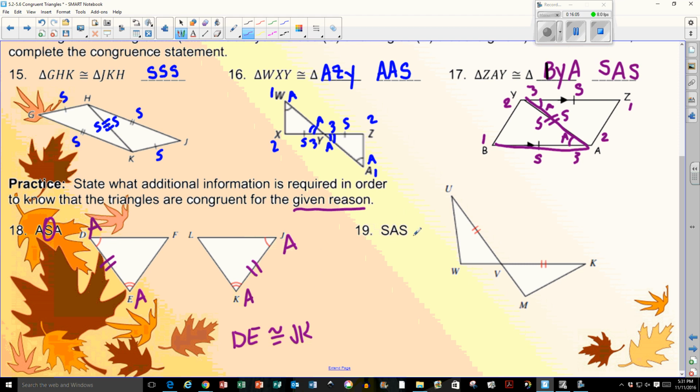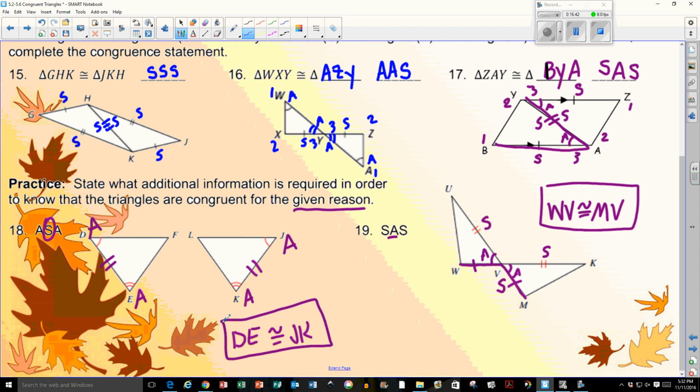Now they want me to use side, angle, side. Well, I know this angle is congruent to this angle because it's vertical. So this side goes with this side. This angle goes with this angle. Since the angle is in the middle, then I need this side and this side to be equal to each other so that I can have side, angle, side. So I need WV to be congruent to MV. So if I know that these two sides are congruent, I can use side, angle, side. And then over here, that's my answer, so it's easy to find.